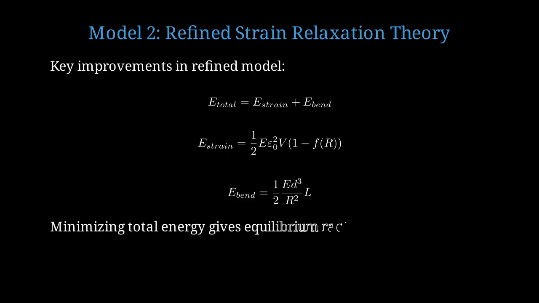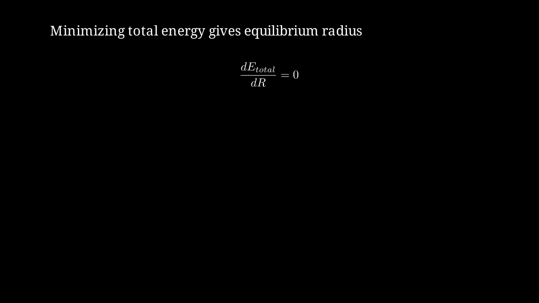By minimizing the total energy with respect to r, we obtain the equilibrium radius. This involves taking the derivative and setting it equal to 0. The condition for equilibrium is dE total over dr equals 0. This balance between decreasing strain energy and increasing bending energy determines the final radius.